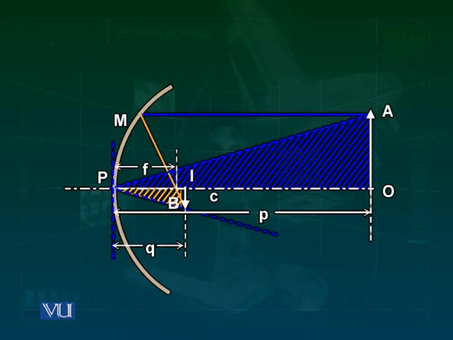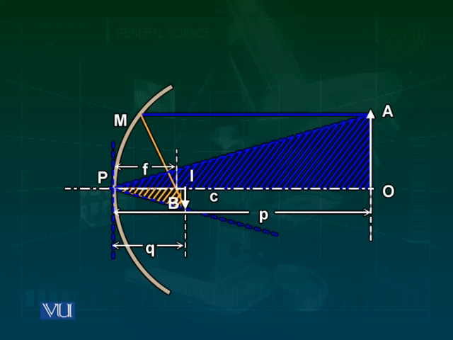You have an object OA, which is being reflected. A ray which is parallel, that is AM, passes through the focus, that is, passes through F. So MF is the ray which earlier was parallel, strikes, and now it is passing through the point F. The other ray, of course, from point A to P, because it is meeting the pole, is going to bounce back according to the angle of incidence being equal to the angle of reflection.